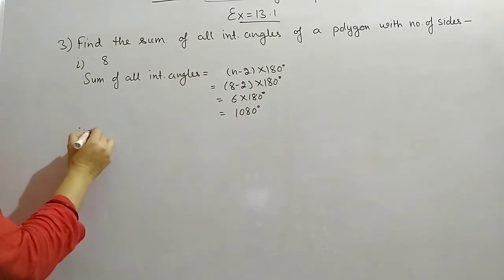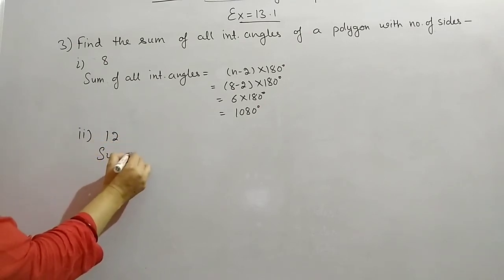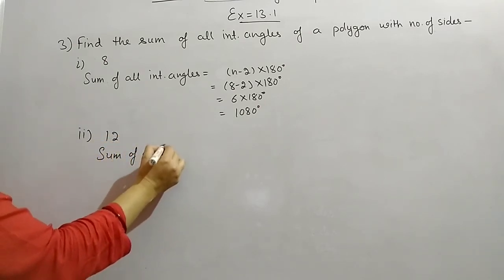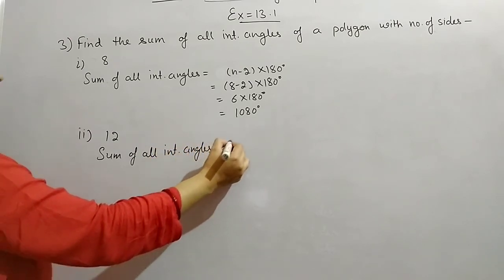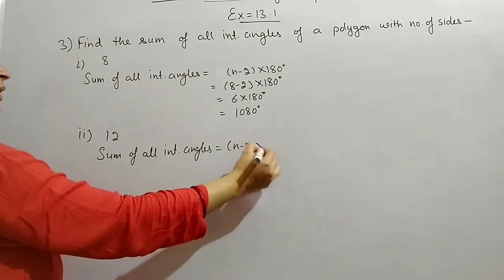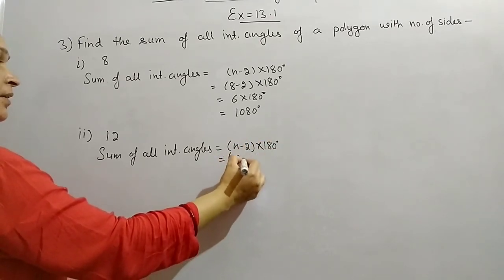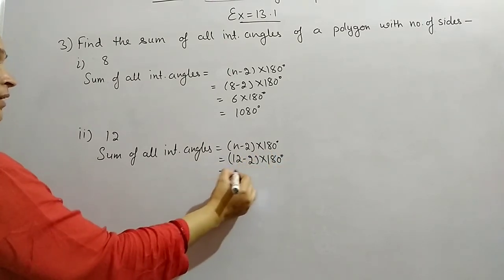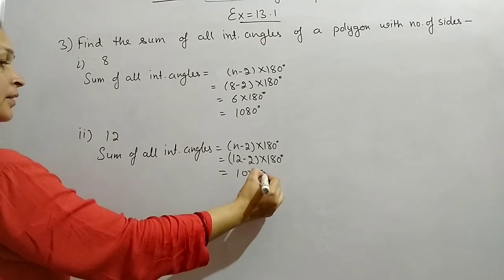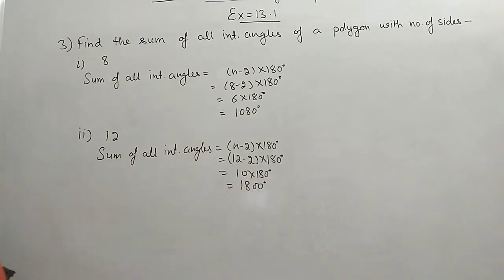Second part, the value of n is given as 12. So the sum of all interior angles will be (n minus 2) into 180 degrees. n is here 12, so 12 minus 2 into 180. So 10 into 180 is equal to 1800 degrees.